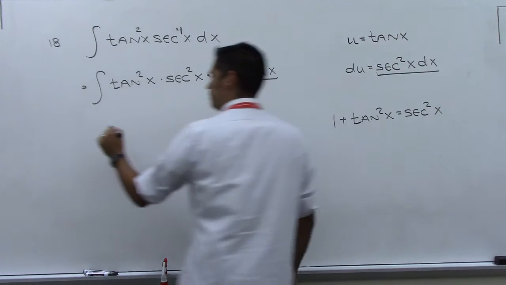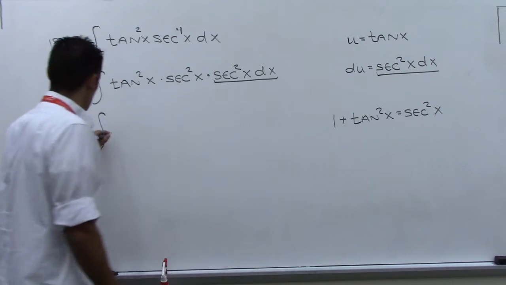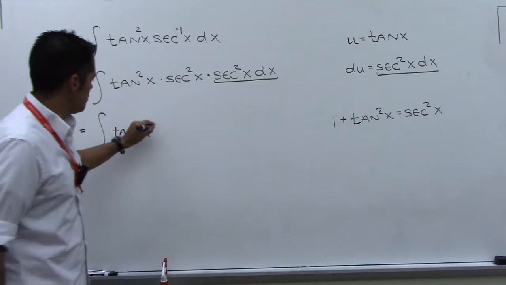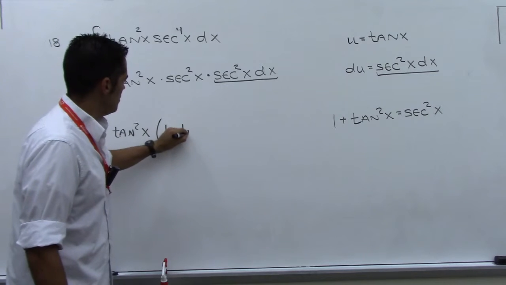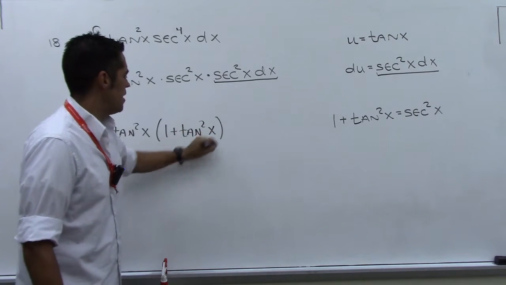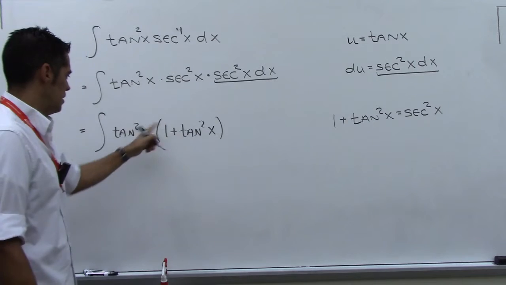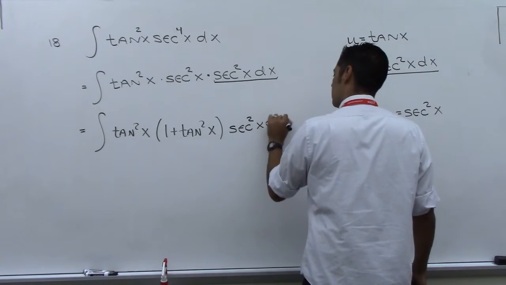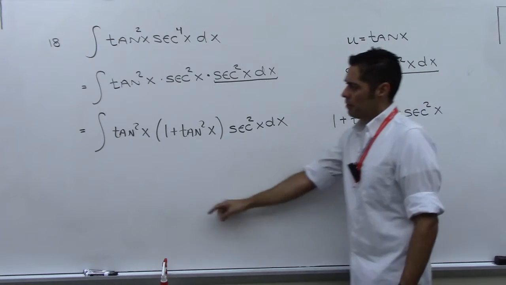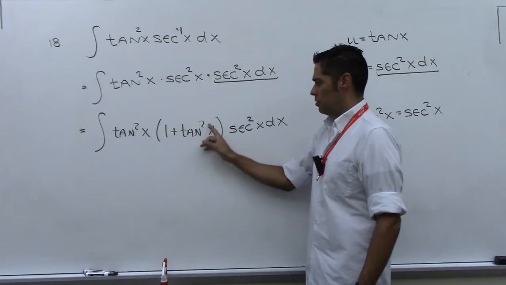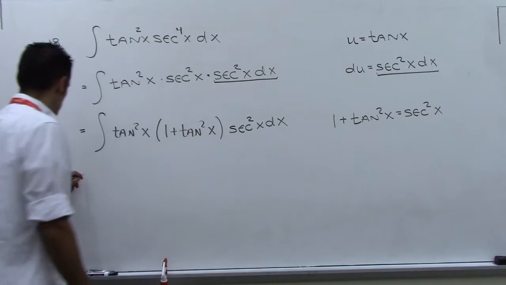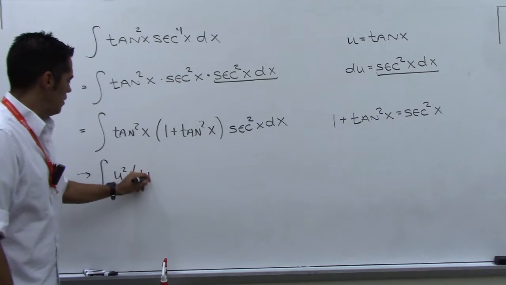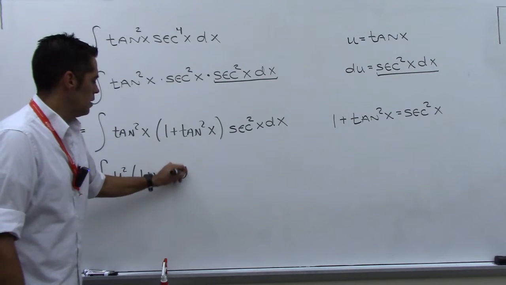So what I'll do is I'll come over here, I'll leave tangent squared x alone out here. I'll replace secant squared x with 1 plus tangent squared x. Have to have it in parentheses because it's two terms, and that tangent would distribute if we multiplied that. Secant squared x dx. So there's my du. Here's u squared. Here's 1 plus u squared. So I can go directly to my substitution now. u squared, 1 plus u squared du.